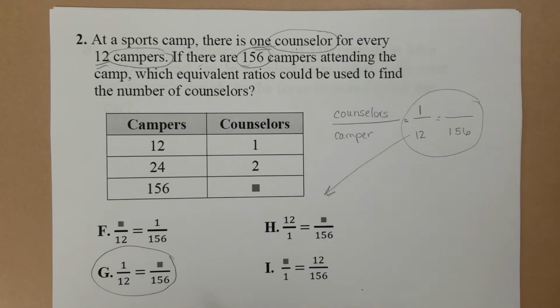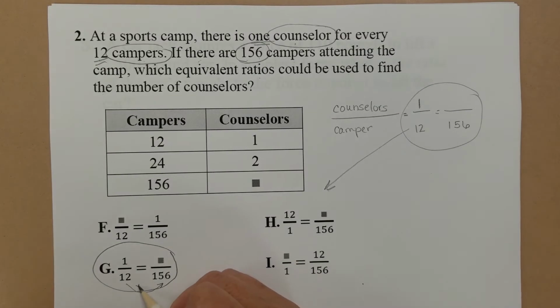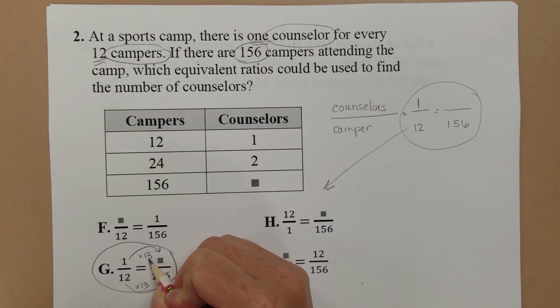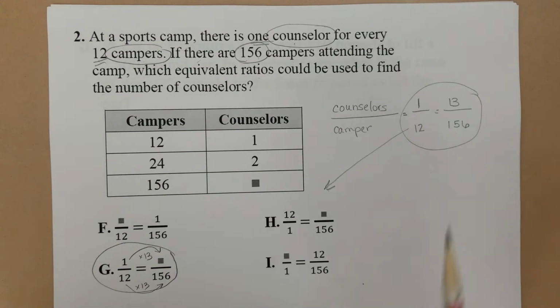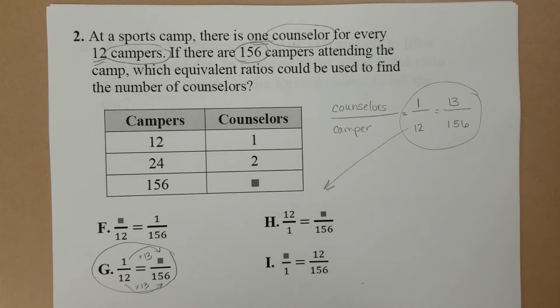Now, if you wanted to solve this problem, you'd have to ask yourself, what do I have to multiply 12 by to get 156? And that would be multiplying by 13. So I could multiply 1 by 13. So the answer would be 13 counselors if you were being asked to solve the problem. But like I said earlier, they just want you to set up the ratio.